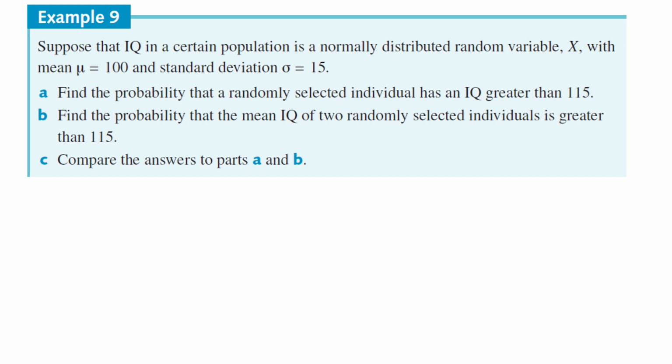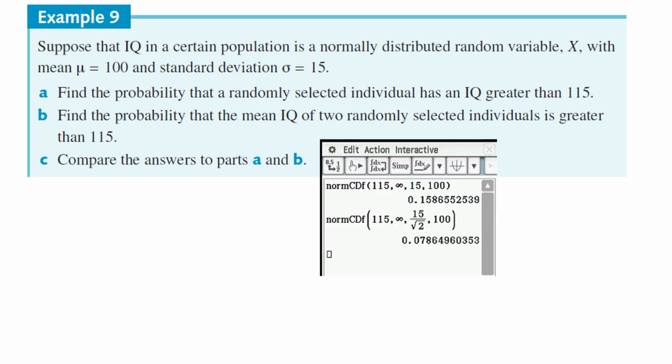Now here's part B. Find the probability that the mean IQ of 2 randomly selected individuals, the average between 2 randomly selected, is greater than 115. Interesting. Would you think it's more likely or less likely? Have a think about that before we look at what to do for these different calculations.